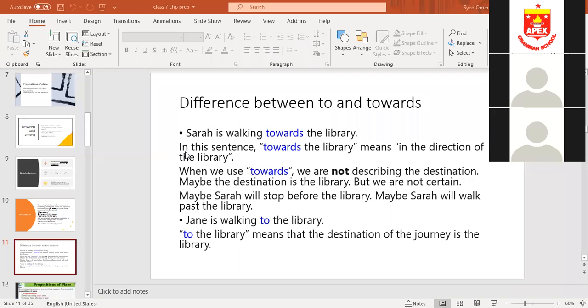Before going forward, I'm going to ask you people. Okay. So the first is, what is the difference between in and into? Who will tell me? Raise your hand quickly. What is the difference between in and into? Hurry up, beta. Right now I have explained to you people.